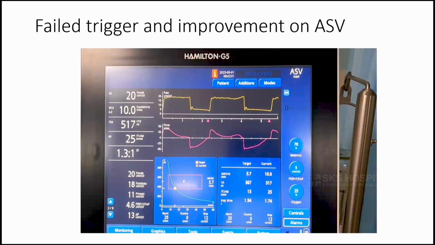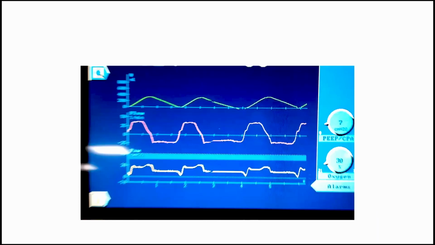So the ventilator automatically adjusts the pressure support upwards, bringing back the tidal volumes up, and the respiratory rate actually settles. So increasing the pressure support may be one way of settling that flow starvation, or sometimes you may have to increase the inspiratory time. So this is another typical thing we may be able to see here.